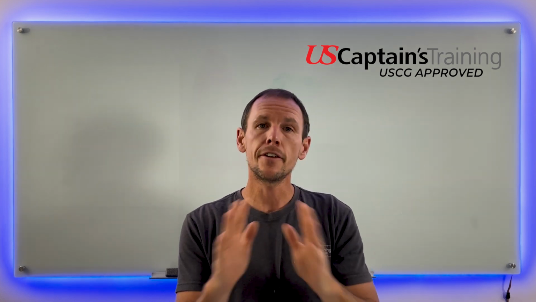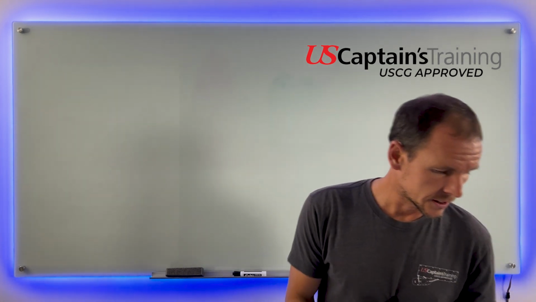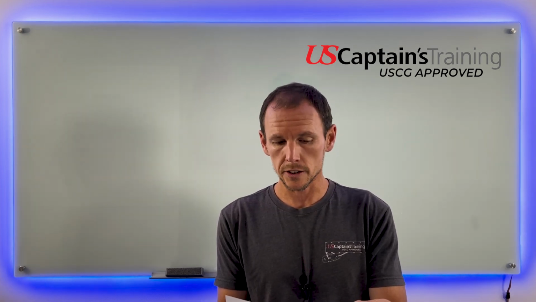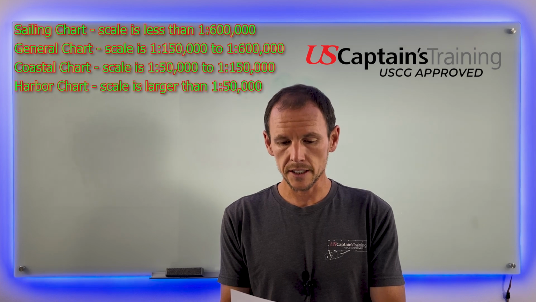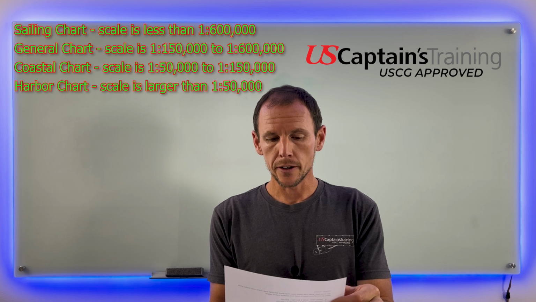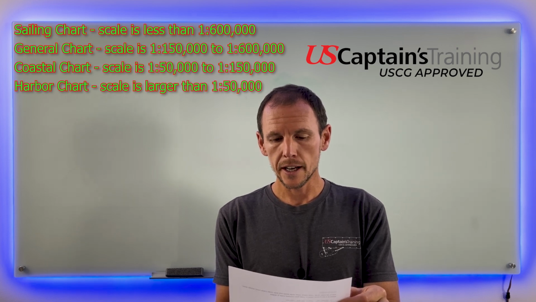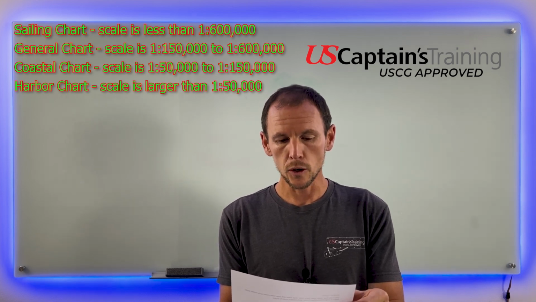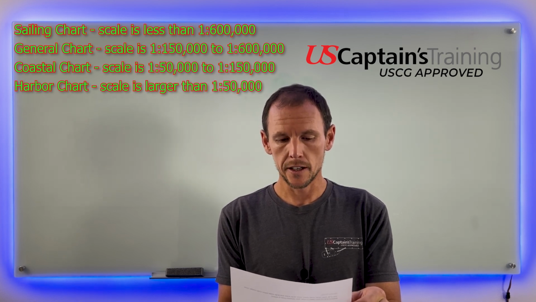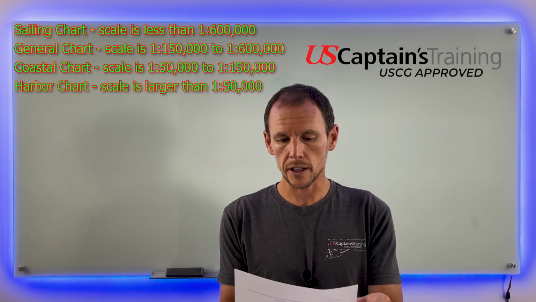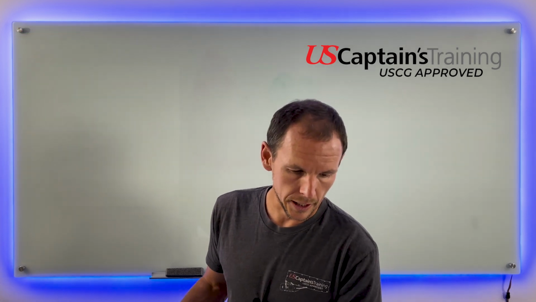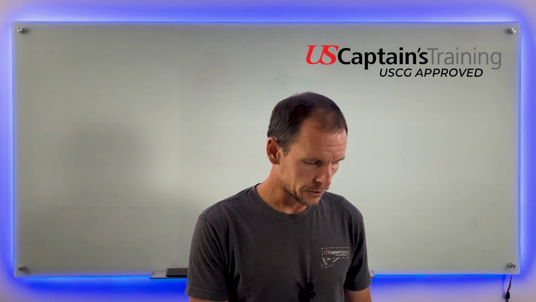And there are different types of charts based on this. Let's check this out. Below is a list of chart types in order from smallest scale to largest. Sailing chart scales less than 1 to 600,000. A general chart, the scale is between 1 to 150,000 and 1 to 600,000. Coastal chart scale is 1 to 50,000 to 1 to 150,000. Harbor chart scale is larger than 1 to 50,000. So we're on a coastal chart in Block Island. It's 1 to 80,000. It fits right in there.